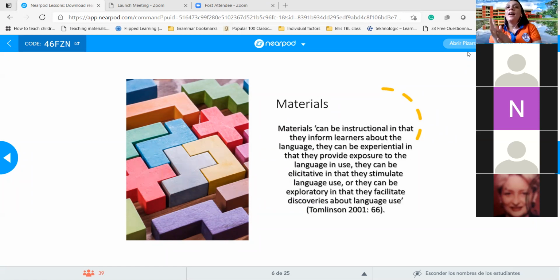And then we have, well, we already said elicitative. I gave you some examples. These can be conversations, handouts with conversations, conversation cards, board games, anything that asks students to speak, to give a response, or to write. Because remember that the productive skills are not only speaking, but also writing. And then exploratory, anything that helps me explore the language. Very good.